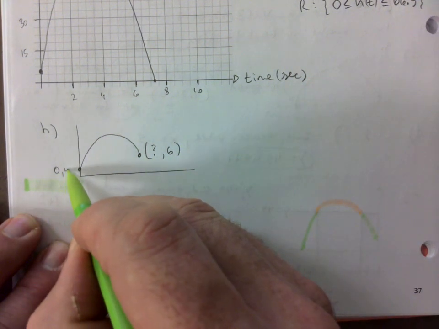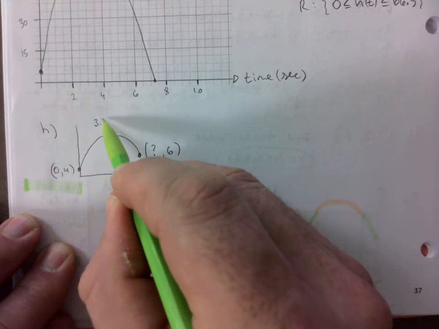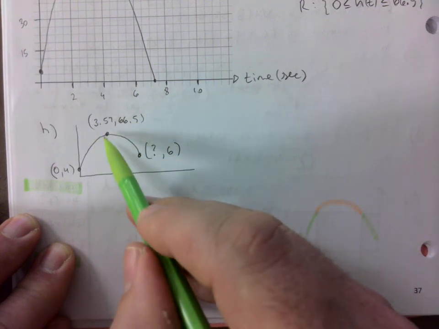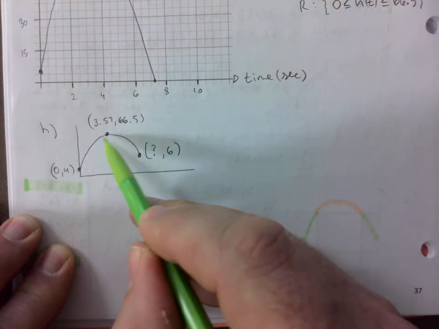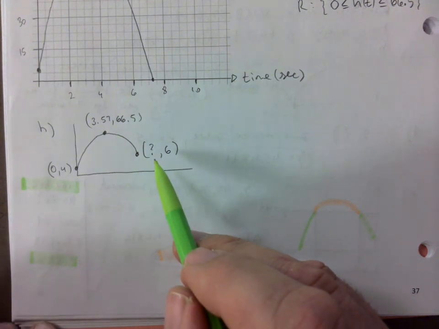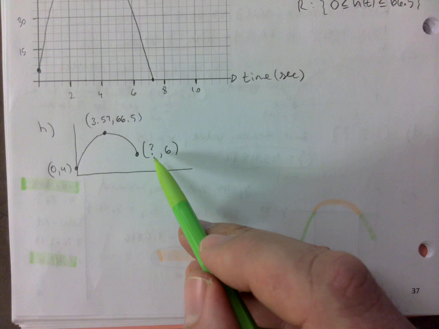This is 0, 4. This is 3.57, 66.5, right? So these 2 points are already known to us, the vertex and the y-intercept. But I need to know this. How would I find out this question mark here? How could I find that point?